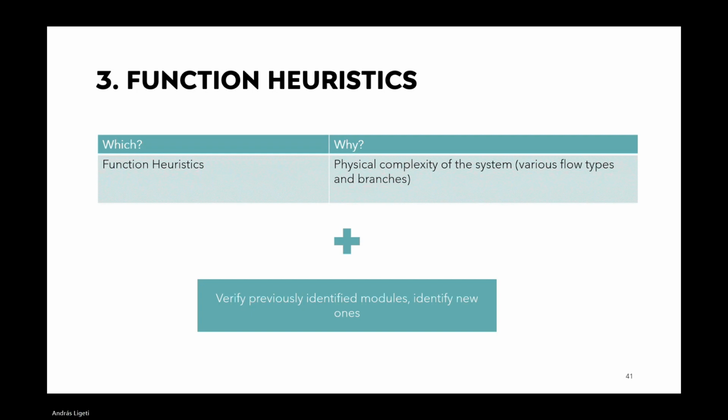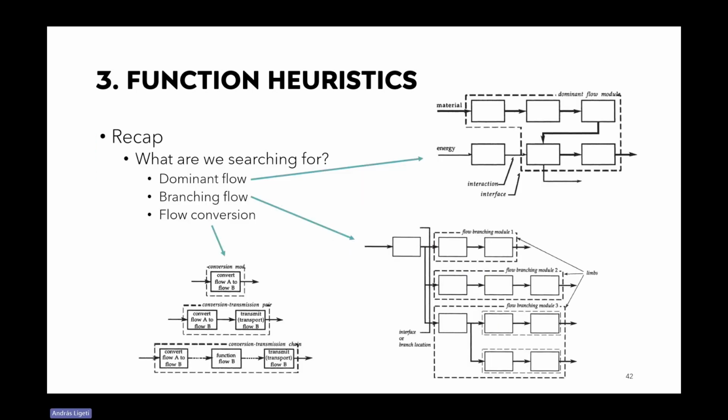Okay. So we also wanted to verify the previously identified modules. And we also wanted to get to know if we can identify new modules in the system. And again, a quick recap. These are the three basically patterns that we are searching in the functional map of the product.